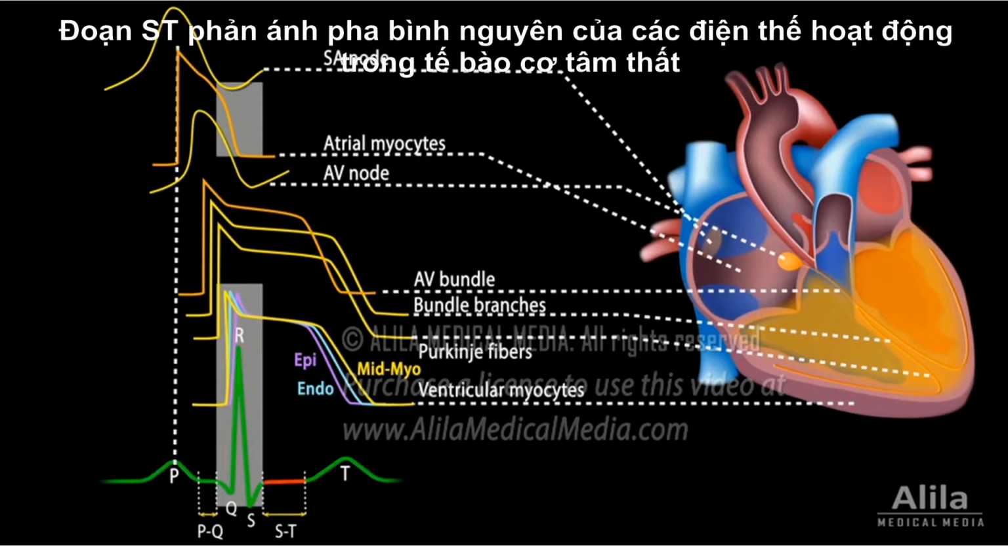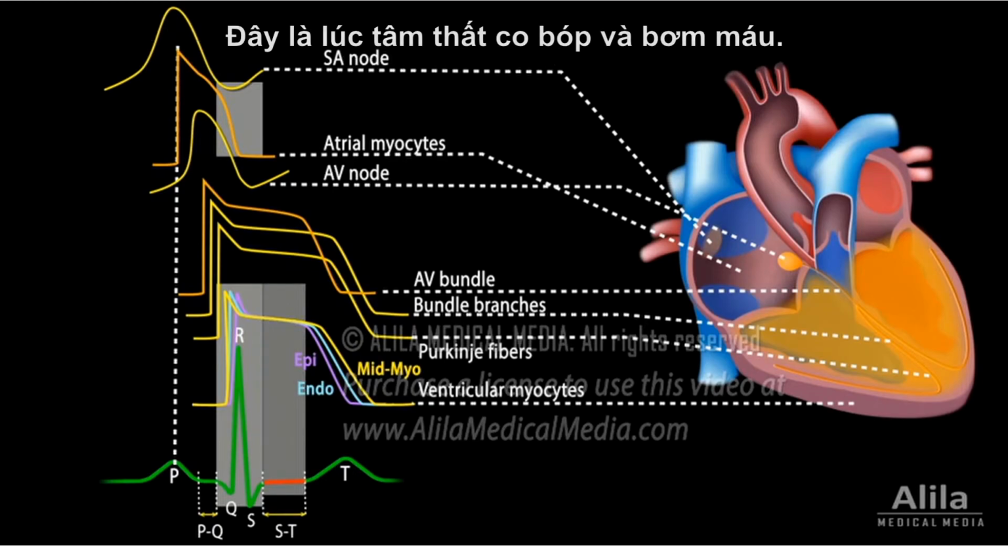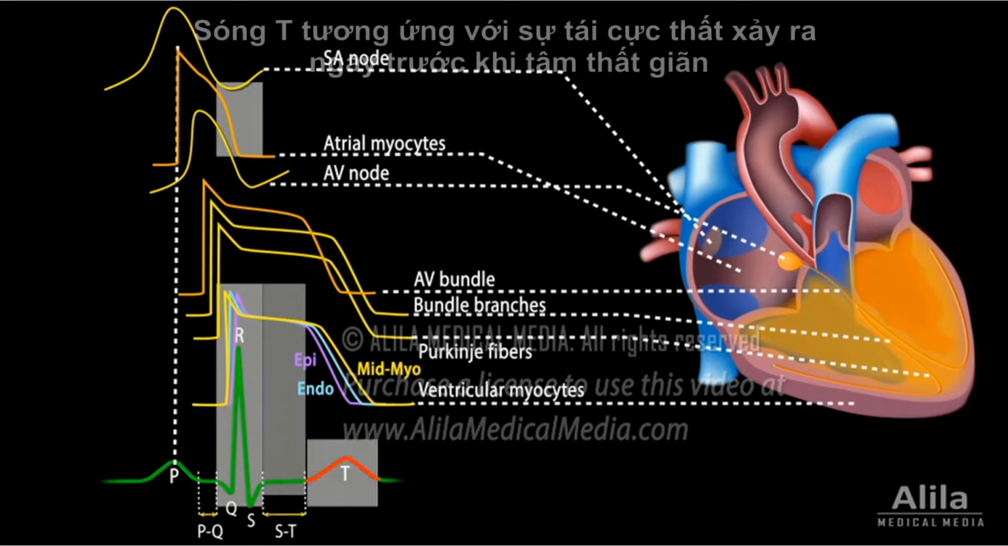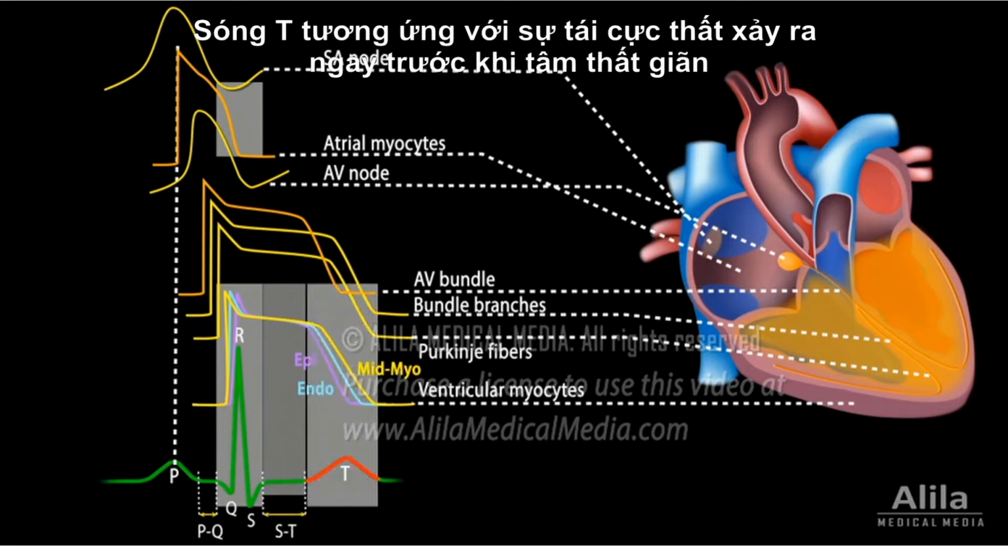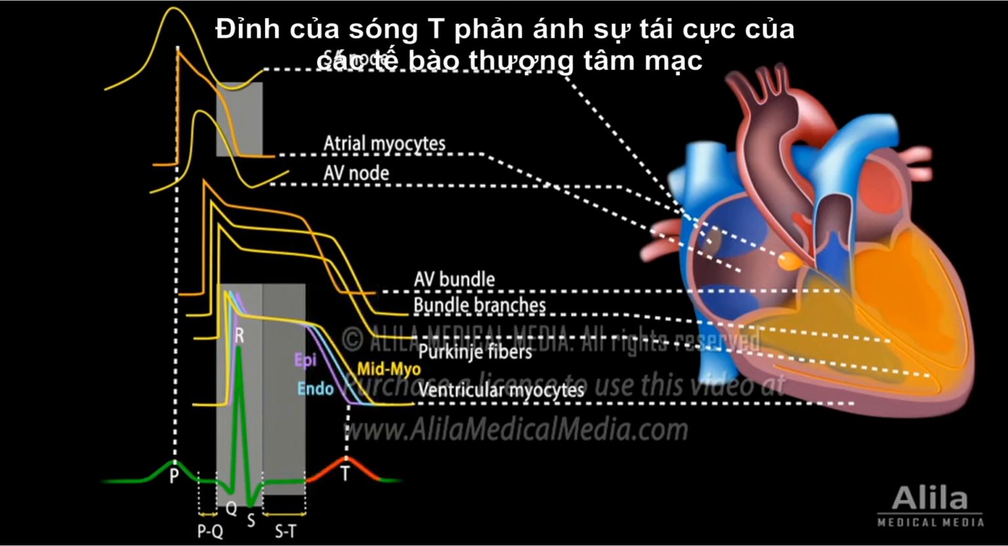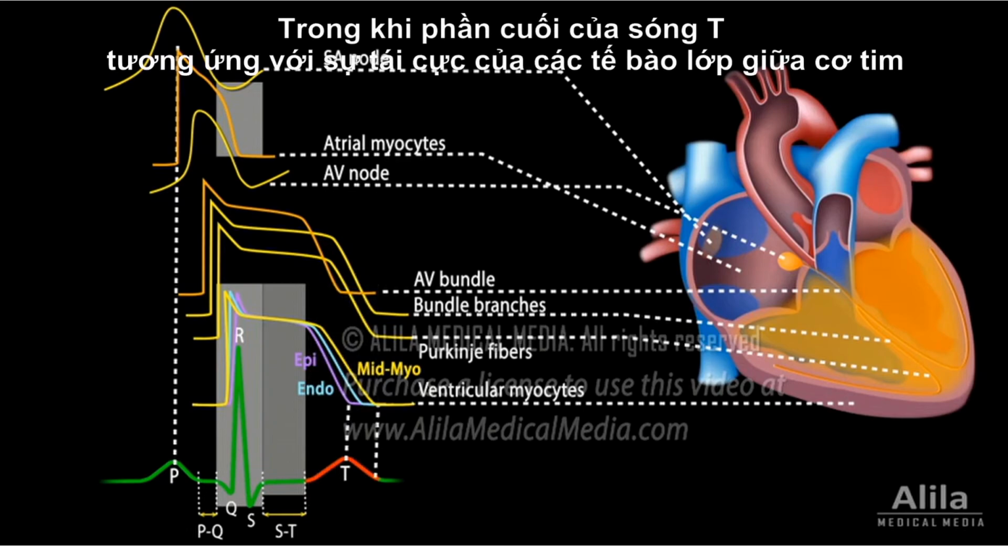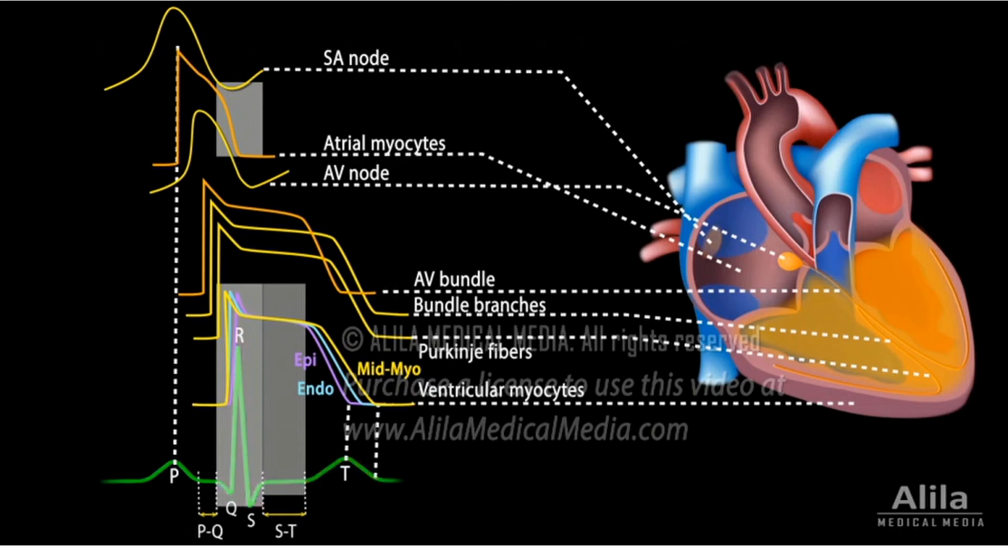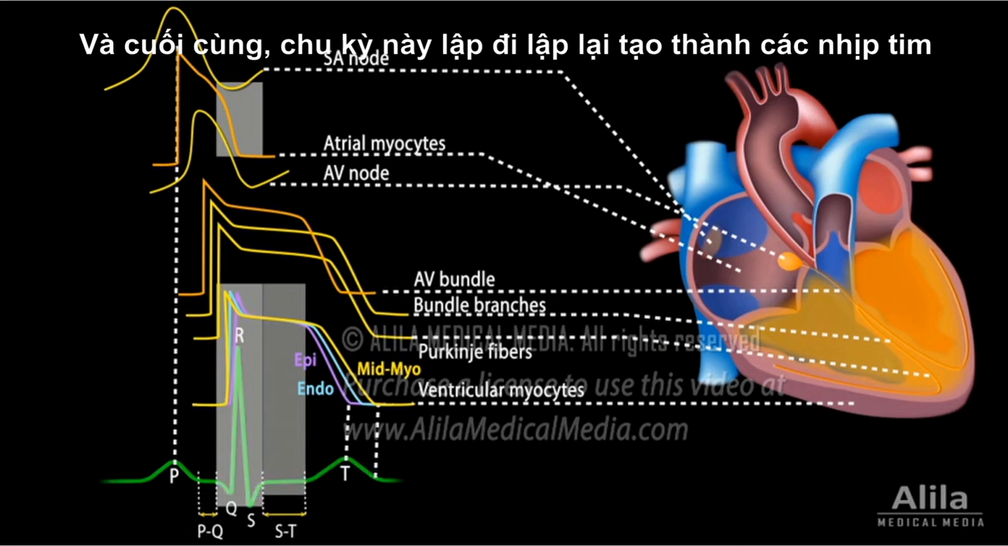The ST segment reflects the plateau phase of action potentials in ventricular myocytes. This is when the ventricles contract and pump blood. T wave corresponds to ventricular repolarization that occurs immediately before ventricular relaxation. The peak of T wave reflects repolarization of epicardial cells, while the end of T wave corresponds with repolarization of mid-myocardium. The cycle repeats itself with every heartbeat.